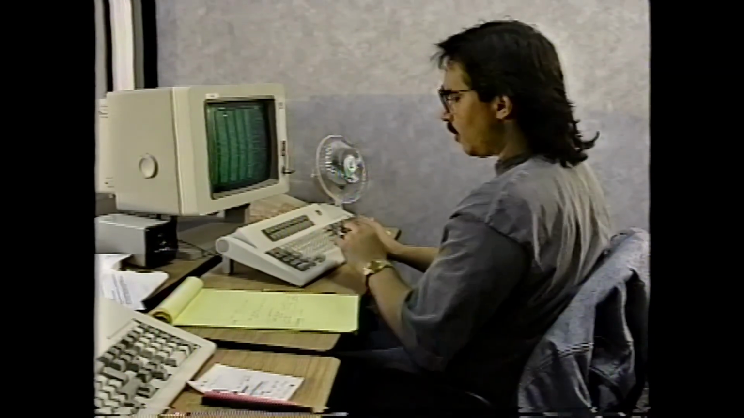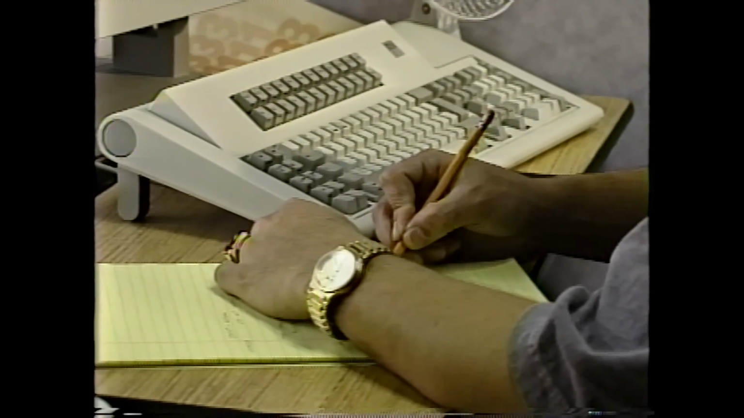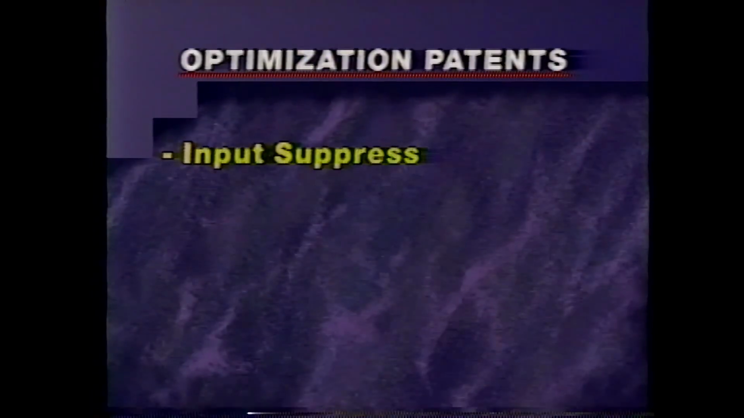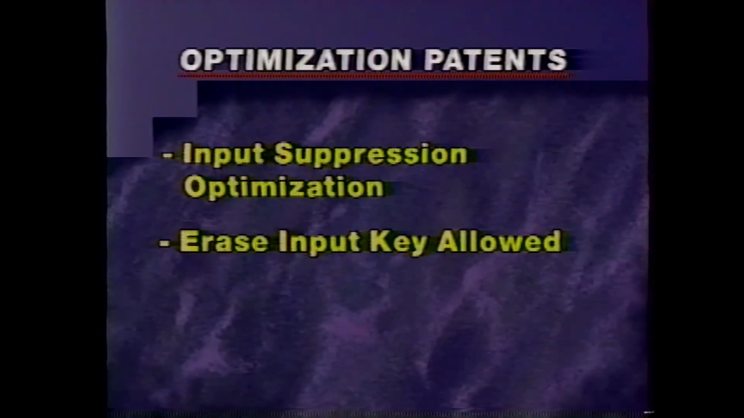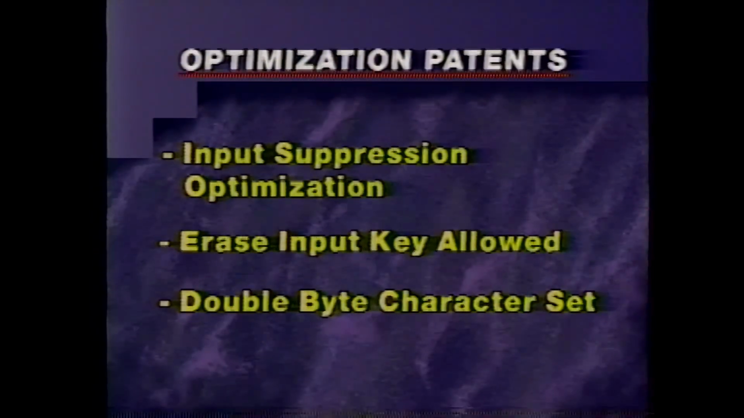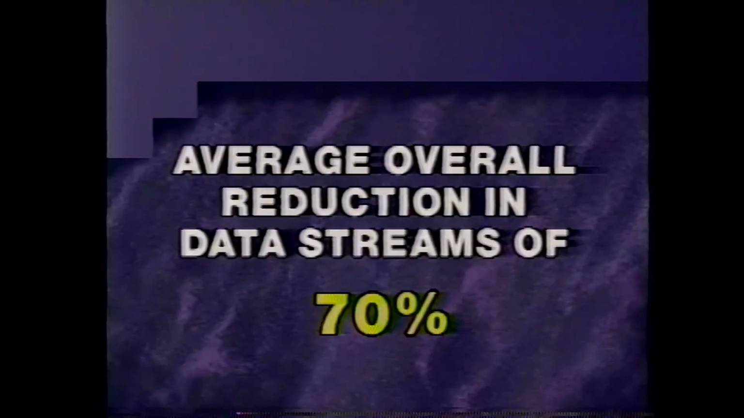It was a significant improvement, but the leaders at BMC had already set their sights on refining and maximizing imaging's potential. Over the years, they've made tremendous advancements. BMC's 4 optimization patents, including such important features as input suppression optimization, erase input key allowed, and double byte character set, have fully utilized the imaging technology. These refinements have enabled users of CICS, IMS, and TSO to reduce data streams overall by an average of 70%.